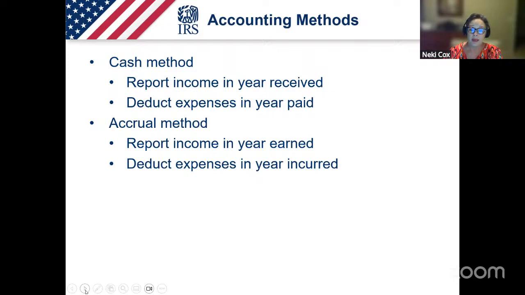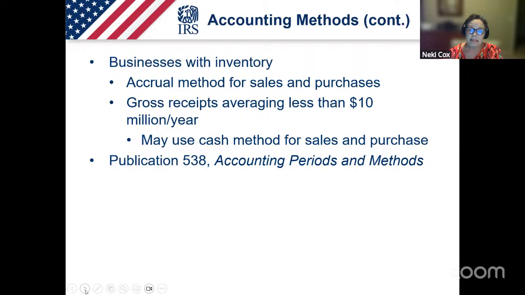Whereas under the accrual method, you report income in the year that you earn it, regardless of when you receive the payment. And you also deduct expenses in the year that you incur them, whether or not you pay them that year. Businesses that have inventory for sale to customers generally have to use an accrual method for sales and purchases. However, many small businesses with gross receipts averaging less than $10 million a year can use a cash method for sales and purchases. For more information on the differences between the cash and accrual methods of accounting, you can take a look at IRS Publication 538, Accounting Periods and Methods.